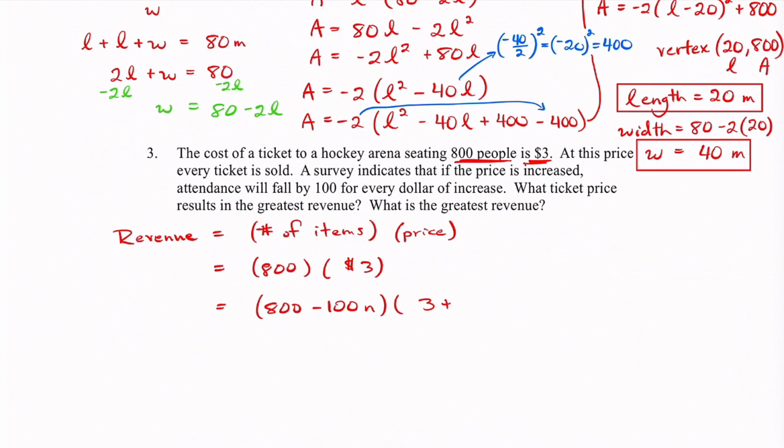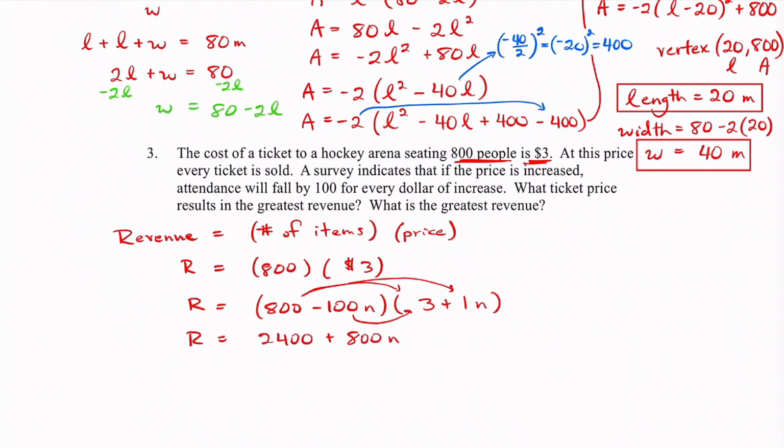Okay, so it was at $3, and then it's going to go up by $1, and that happens n times. Again, could be 1 time, 2 times, 3 times. We don't know, so we got to put an n. Okay, and then once we have this, I'm just filling in R for revenue here. Once we have this, we can do all of our foiling, get all of our products there, and then we're going to simplify and try to get this into vertex form. So we're going to have 800 times 3, that's going to be 2400. Then we got 800 times 1n, that's just 800n.